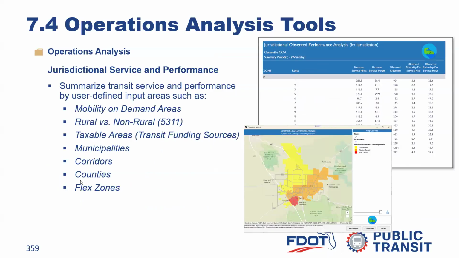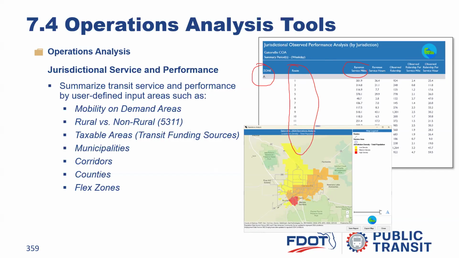So here's a couple of additional maps and reports. So this is a jurisdictional report. So this is a Gatorville COA Zone A. So let's just circle this, Zone A. So it's telling you which routes are in service in Zone A and their revenue service miles or hours, the observed ridership that's within Zone A, and then it will tabulate Zone A at the bottom of the report. And it will do this for all of the zones that are in a jurisdiction.